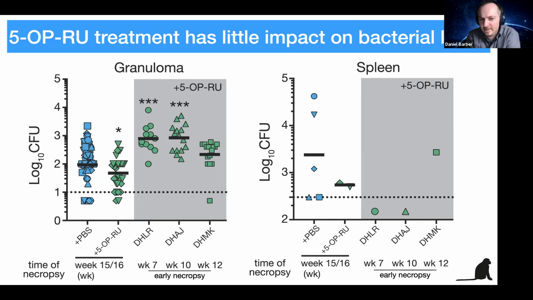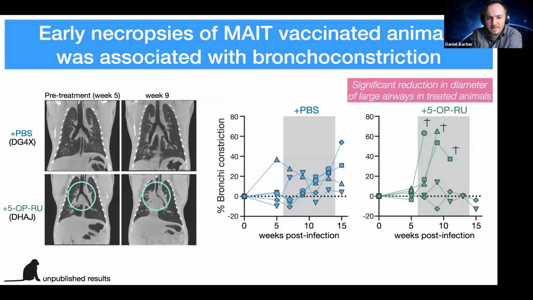So we had animals go down early, but we couldn't really explain it by lung disease with PET-CT imaging or bacterial control. But upon necropsy, it was pretty clear. There were big old lymph nodes pressing against their windpipe that was impinging on the larger airways. And we could actually quantify that here. This is just an example image of the bronchoconstriction that we saw as a result of these lymph nodes impinging on the airways. And we could even quantify that.